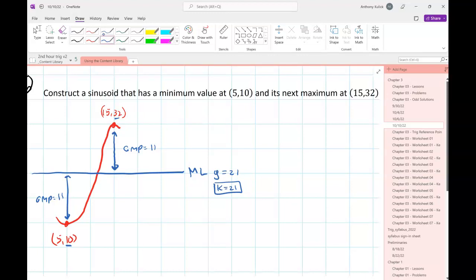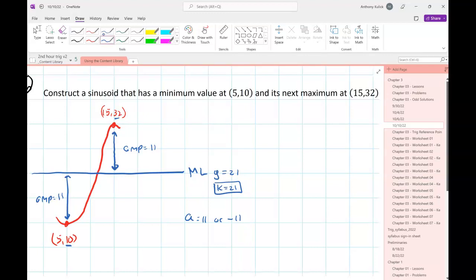Since the amplitude, though, is 11, which we can clearly see, that tells me that the A is either 11 or negative 11. Everybody's okay with that? Okay, so far so good, right? Here's the trickiest piece, is going to be getting the C out of this.